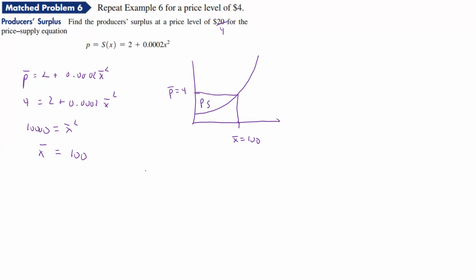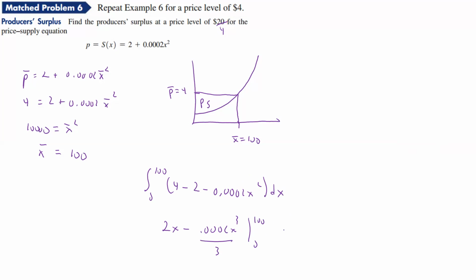And so to do that, we're going to go from 0 to 100. And we're going to take our P bar, which is 4, minus the S of X, which is this. So if we change the signs, that'll be 4 minus 2 minus 0.1232 X squared, sorry, and that's going to be dx. And 4 minus 2 is 2. The integral of 2 is going to be 2x. And then we're going to have a minus 0.1232 x cubed over 3. And then we're going to go from 0 to 100.